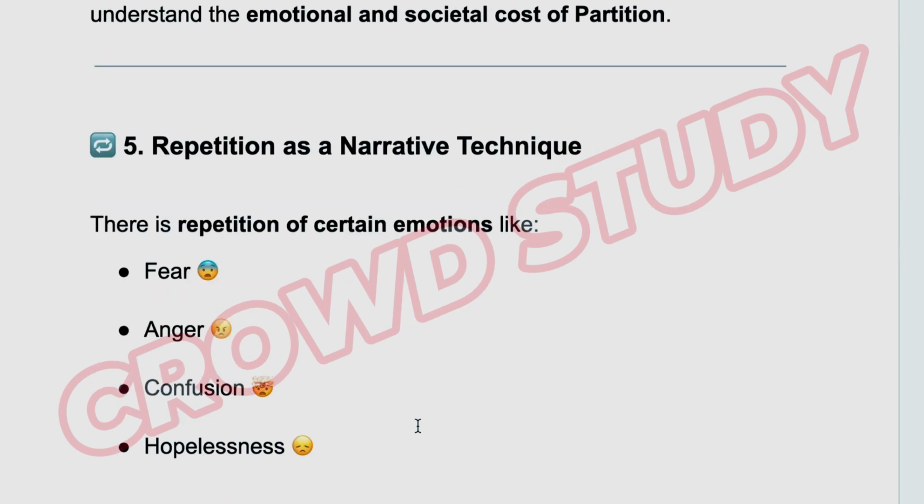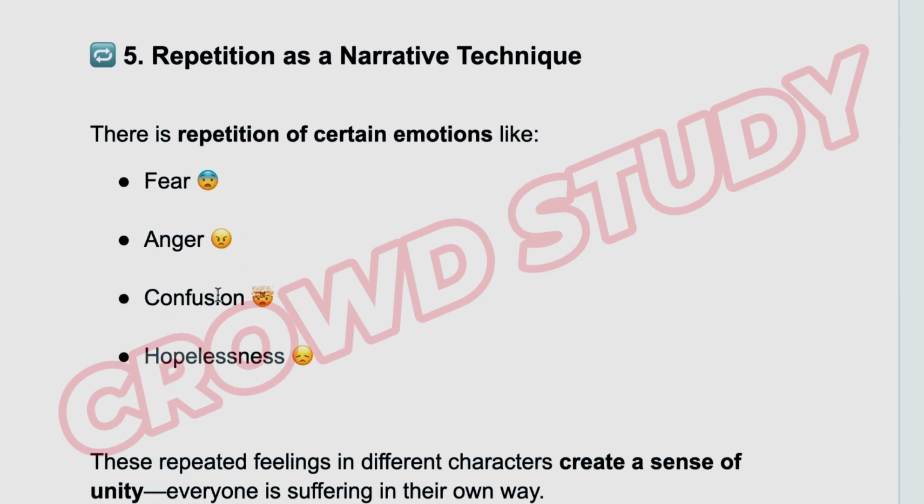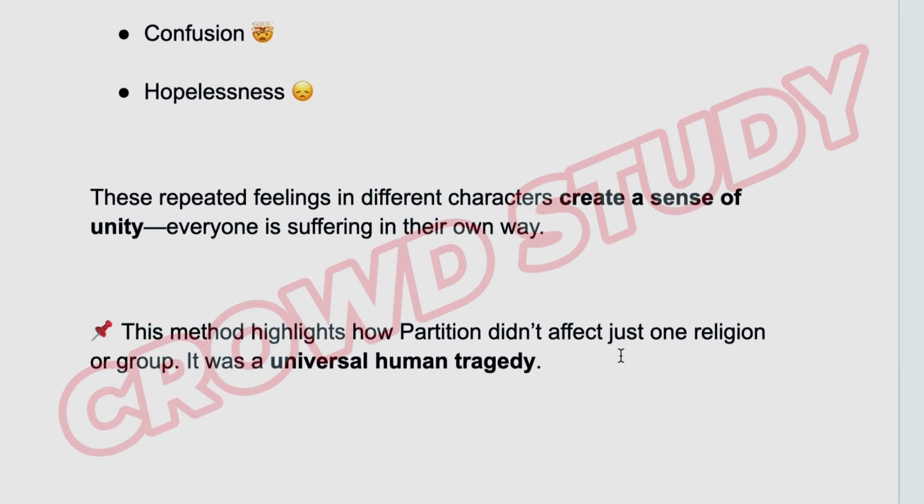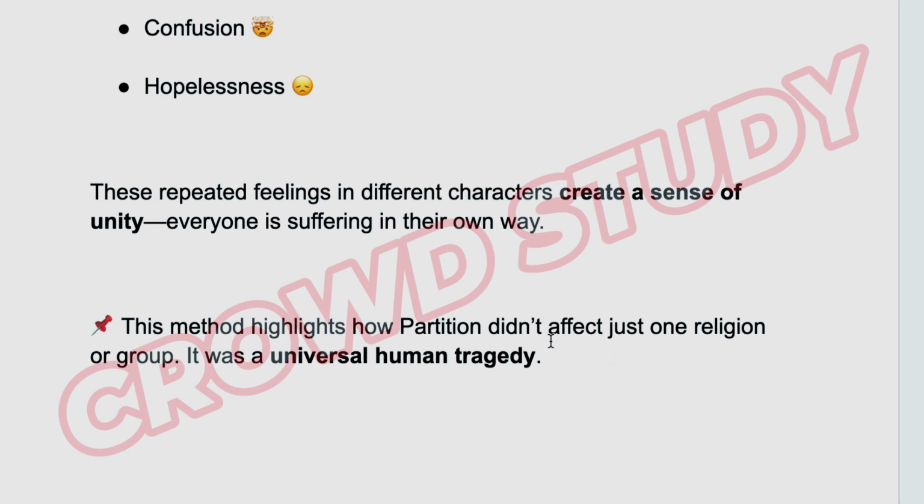Move to the fifth point, repetition as a narrative technique. There is a repetition of certain emotions like fear, anger, confusion, hopelessness. These repeated feelings in different characters create a sense of unity. Everyone is suffering in their own way. This method highlights how partition didn't affect just one religion or group, it was a universal human tragedy.